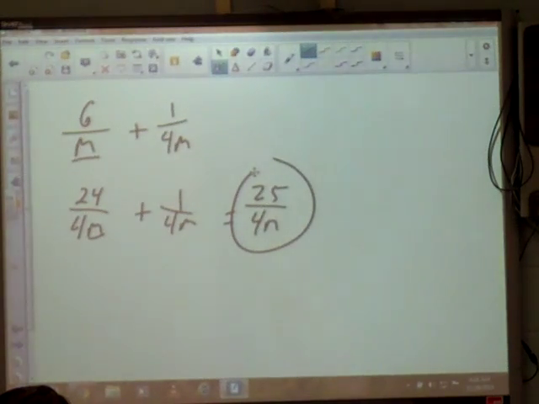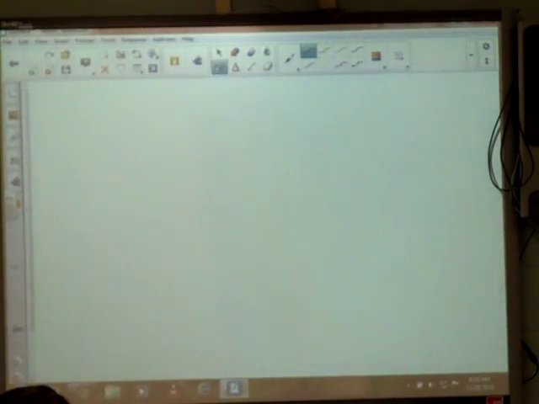Alright, I want you to try one like that before we get to some that have got binomials in them. I've got 5 over 2p plus 3 over 8p. See if you can figure that one out. Go.